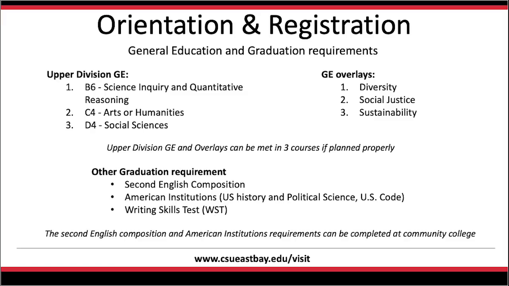Other graduation requirements include a second English composition course, the American Institutions requirement, and the Writing Skills Test, or WST for short. The second English composition requirement can be met with an advanced English course, and the American Institution requirement can be met with a U.S. History and Political Science course. Both the English composition and American Institution requirements can be completed at a community college.